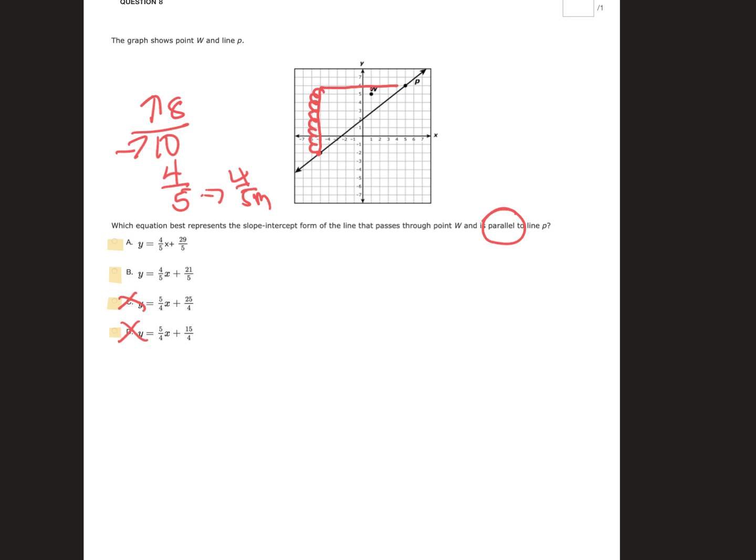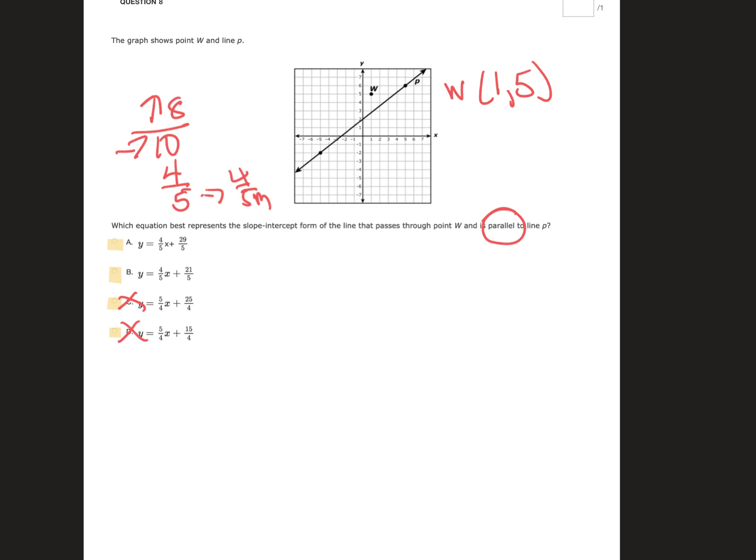Now I need to decide, okay, well, what is my y-intercept? Is it 29 over 5 or 21 over 5? And we're not going to eyeball it. We're not going to graph it. We are actually going to solve this algebraically. Okay, so look at point W. I have a point. Okay, write the ordered pair. Write point W as an ordered pair. Well, W is (1, 5).